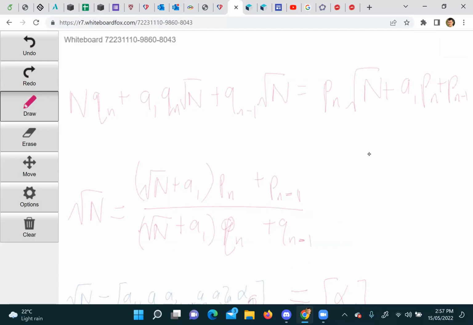So n qn, yeah, we got that, plus a1 qn root n plus qn minus 1 root n equals a1 pn plus pn minus 1 plus pn root n. Okay, so we're guaranteed to conclude this calculation.